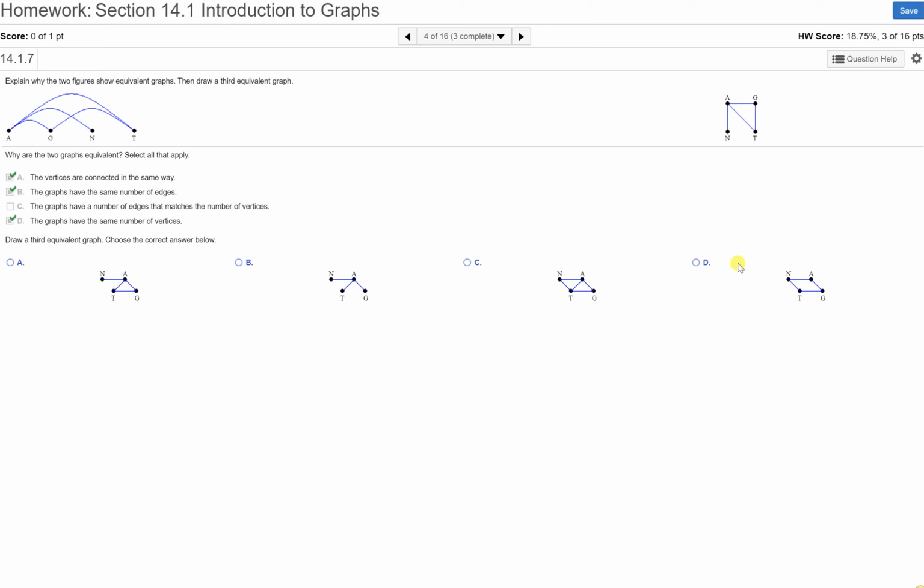N has two here and here, so we know it's not C or D. And we also know that T connects twice, to A and G. I don't see a connection here. It has to be A. This one makes sense. Alright.